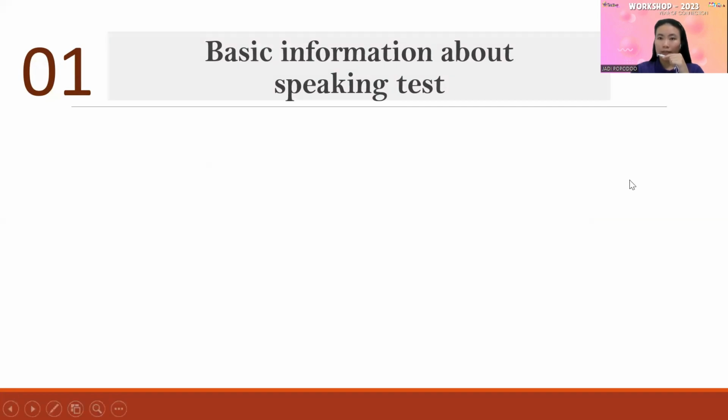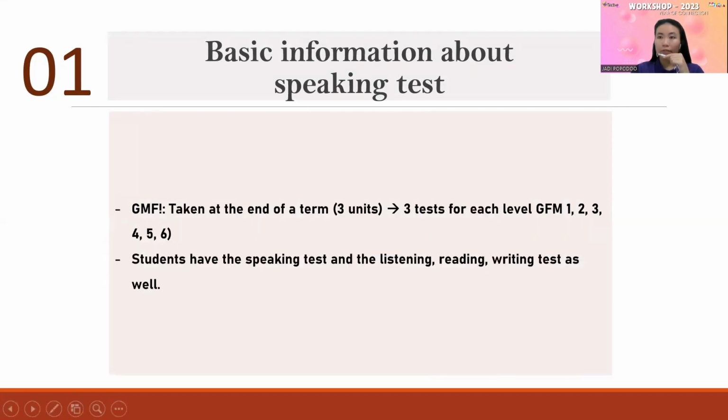For your information, as you know, at Gimme 5 level, students have to take a test after they learn 3 units, which we call a term. They have the speaking test as well as the listening, reading, and writing test. So every 3 units they have the test, and totally they will have 3 tests for each book, Gimme 5 1 to Gimme 5 6.